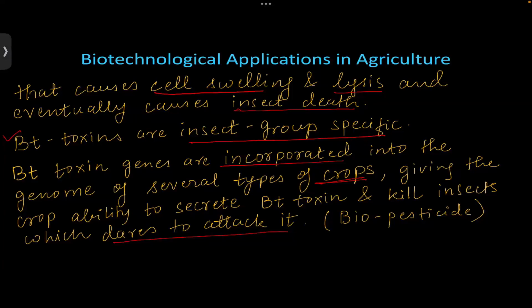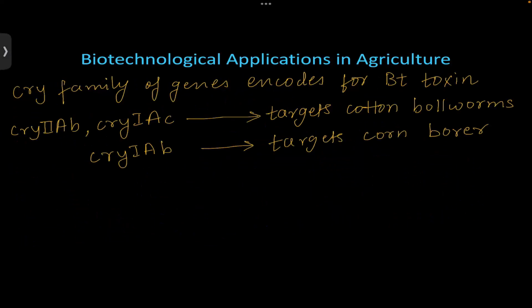Now all the plant cells will start producing this Bt toxin, and whenever this insect bollworm infects or tries to attack the cotton plant, it will die. Okay, because it will eat the Bt toxin, and ultimately you know what is the mechanism that will kill the insect. So Bt toxin are actually encoded by a family of genes called Cry.